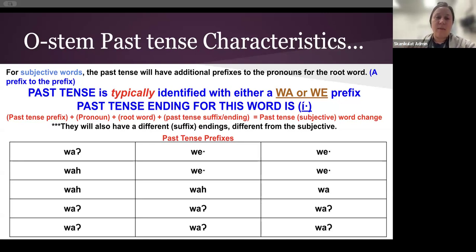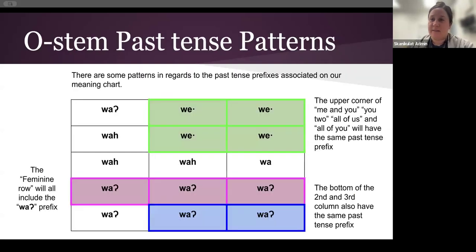So the past tense prefixes are listed here. Wa, way, wa, way, wa. Nothing incredibly new if you've been following along with the A and the C stem, but I think it's important to look specifically at the patterns. So these are patterns in regards to the past tense prefixes associated with our meaning chart.